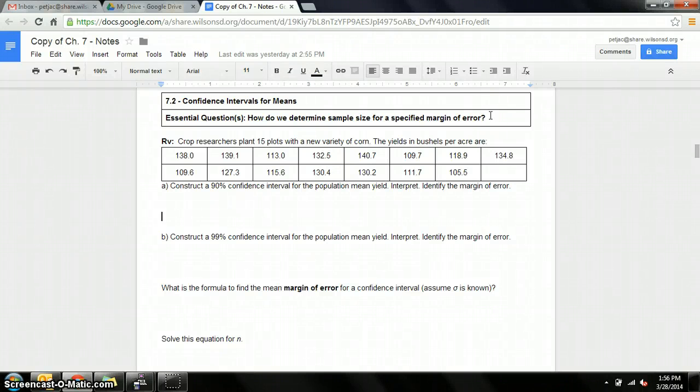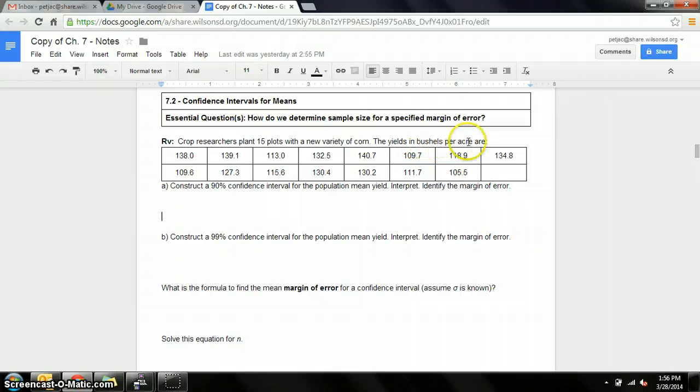So today we're going to talk about constructing or finding a sample size for a specific margin of error. So how do we do that? First thing we're going to do here though is go through a quick review of how to find our confidence intervals. So our first one here says crop researchers plant 15 plots with a new variety of corn.